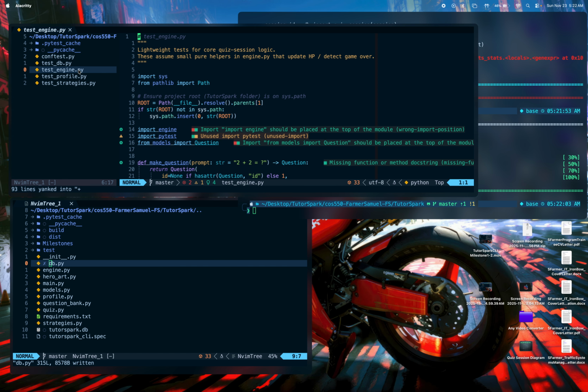Another test checks that game_over reports true when HP hits 0 or there are no remaining questions. These are classic unit tests. They don't touch the database. They just validate my core logic. So let's open it up, and I'm going to break this quiz engine slightly. Let's change our evaluate answer so HP is never reduced, for example.